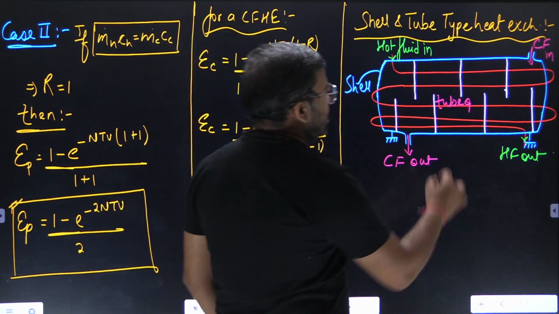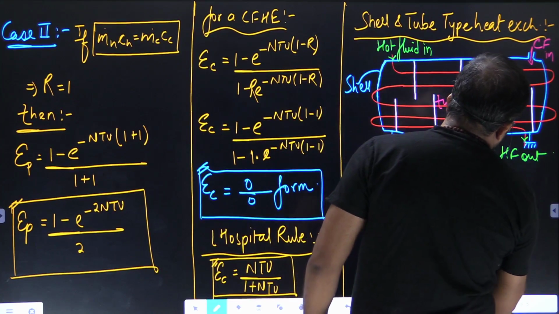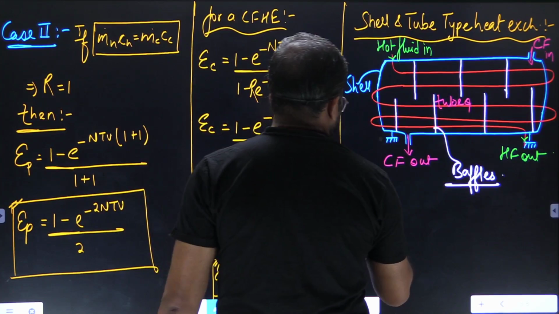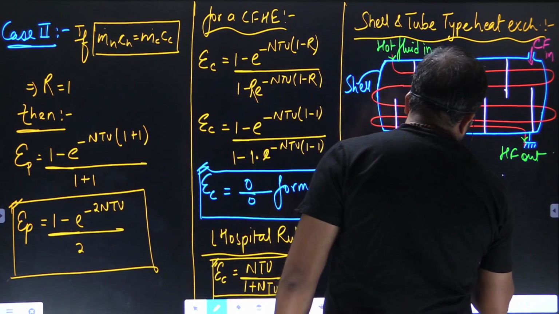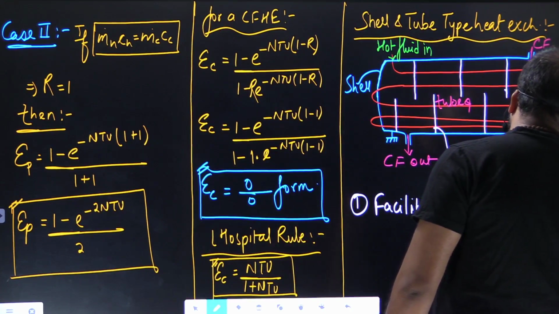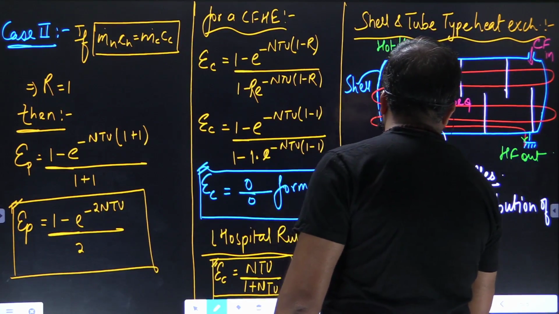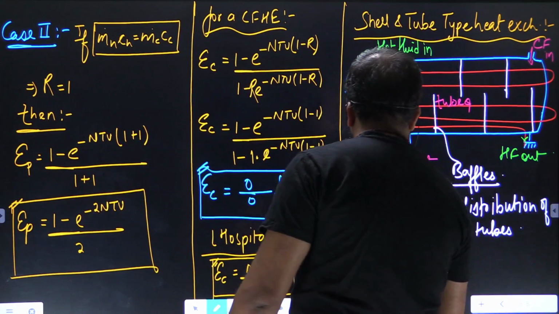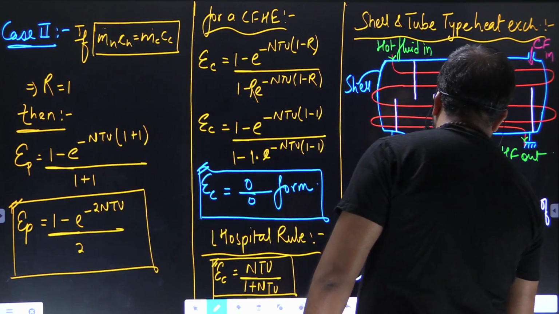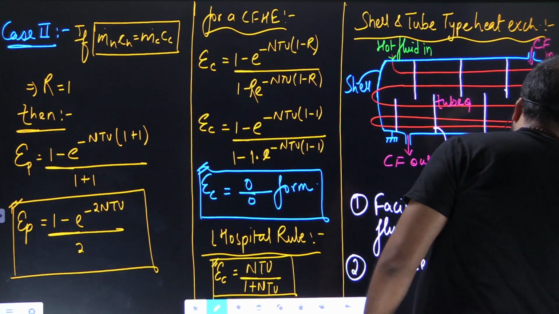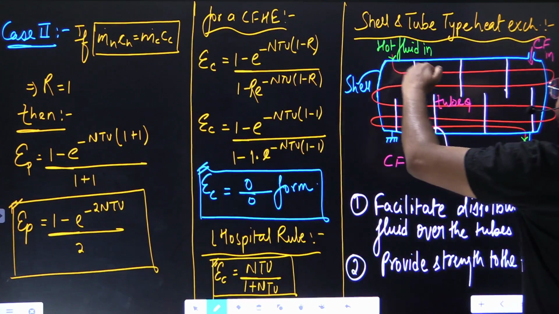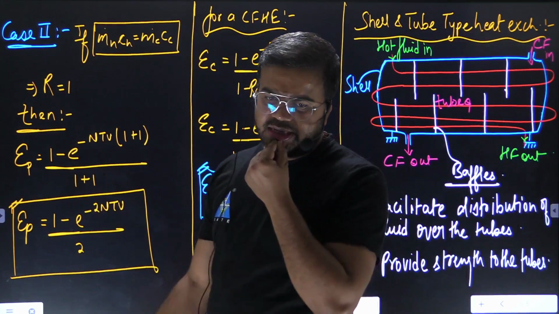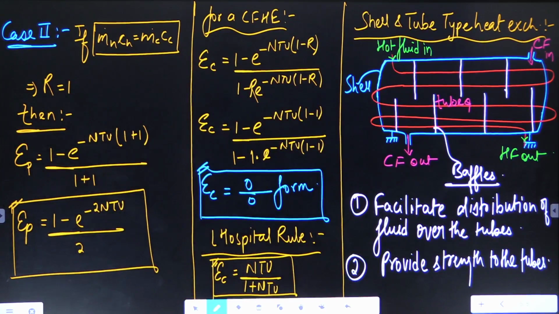There are some baffles. What are these known as? Baffles. Now what do these do? Number one, facilitate the distribution of hot fluid over the tubes entirely. All right. Entirely over the surface of the tubes. Number two, provide strength. What do they do? They provide strength to the tubes. Because otherwise, if they were not there, they would have been bending like this. Because there's a deflection at play. Right? And I need you guys to take the screenshot. Please take the screenshot. So this was a little bit of shell and tube type heat exchanger.